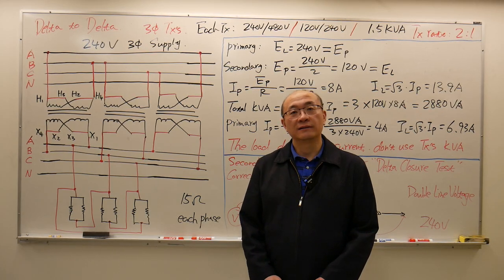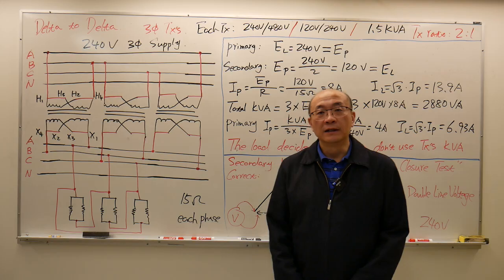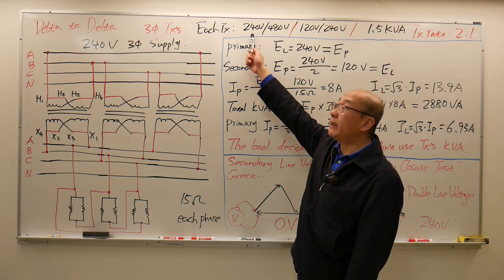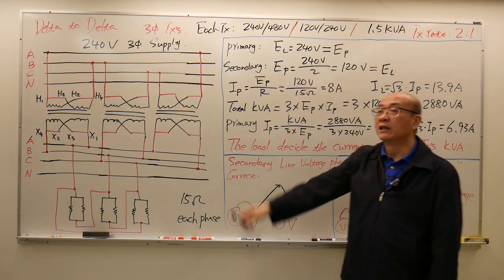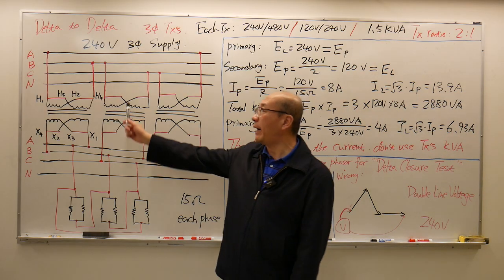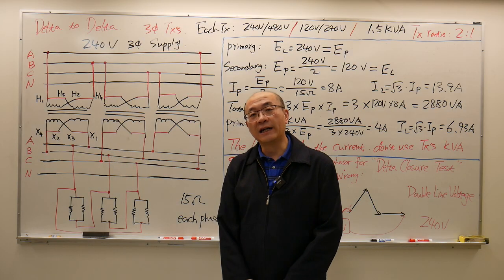Hello everyone. In this lab we're going to do a delta to delta three-phase transformer bank connection and the calculations. We have the same transformer, same ratio. The lab requires us to do parallel delta on the primary side, also parallel delta on the secondary side.